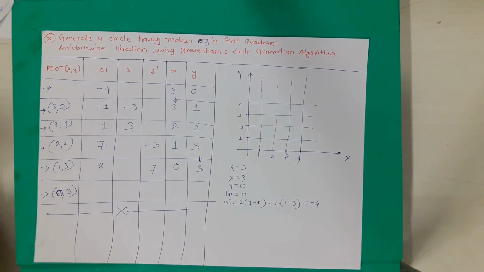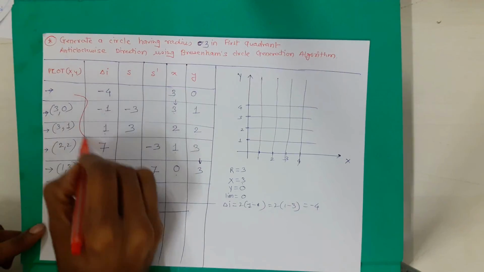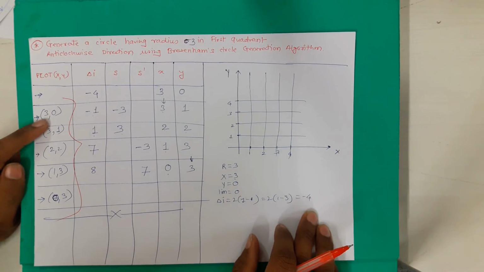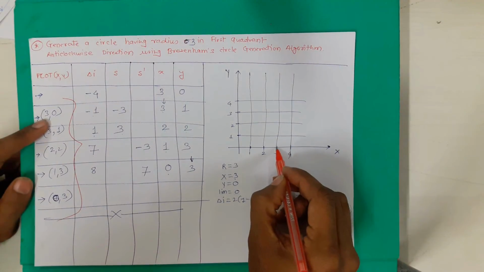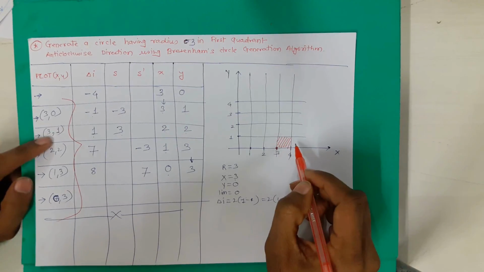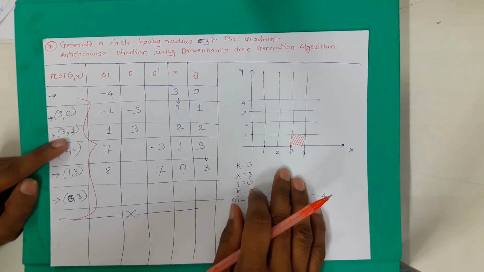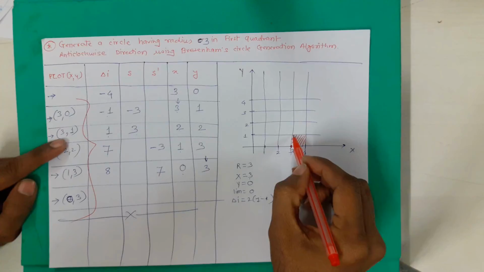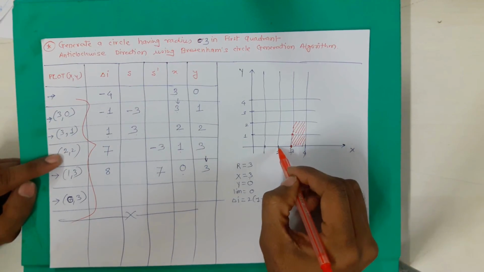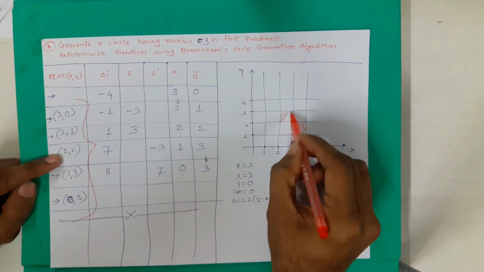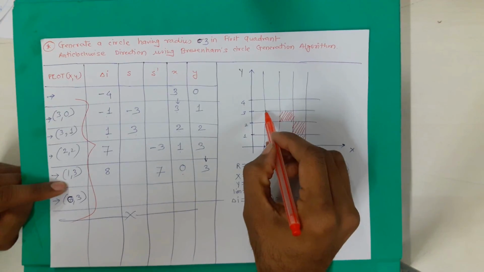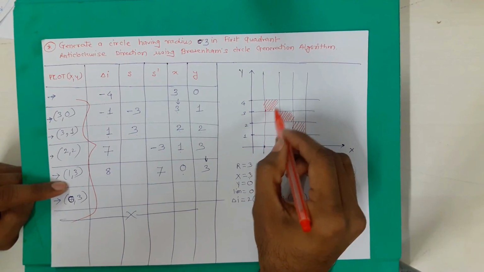So you have to plot all these points. Okay, so the first point is 3 comma 0. X is 3 and y is 0, this is the point. Plot it. Next point 3 comma 1. So this is 3, this is 1. Next 2 comma 2, this is 2, this is 2. Plot it. 1 comma 3. So this point, plot it.